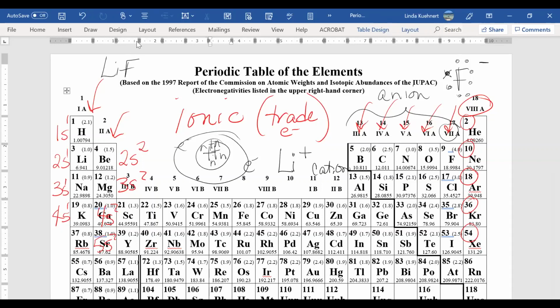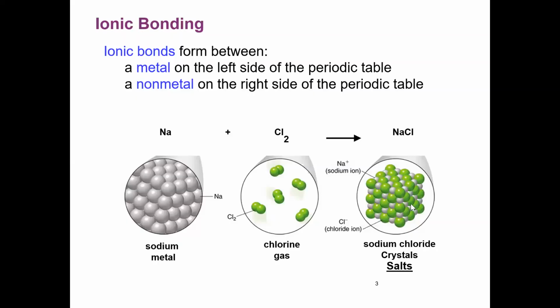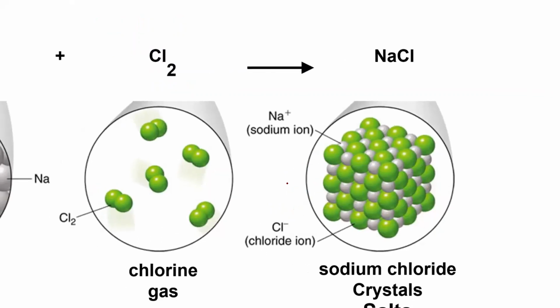Let's talk about what that looks like. So if we look at the left side, sodium metal comes in individual atoms. Chlorine gas is a diatomic molecule, and they're showing the gas molecules. But when it forms a bond, it makes a crystalline salt. Sodium ions are positive, and they're surrounded by as many negative anions as possible. And every anion is surrounded by as many positive cations as possible.